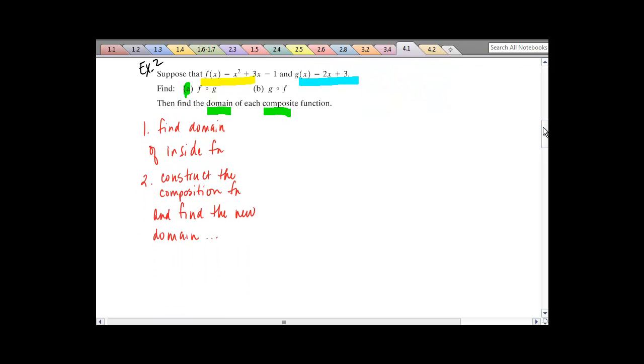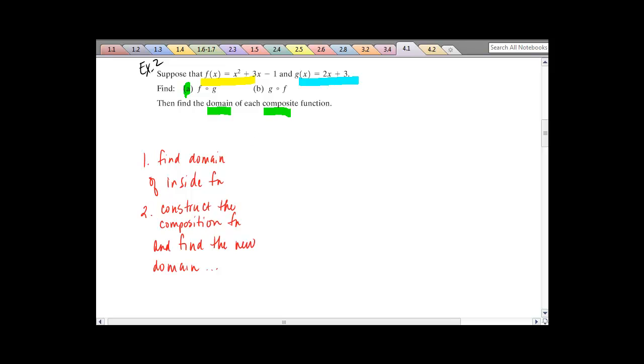So we're going to start off here with our two functions. The first thing that I need to do is find the domain of the inside function. Well, what inside function am I talking about? Since letter A says f composed with g, that means f of g of x. So in step number 1, I want to find out what the domain is of g of x.